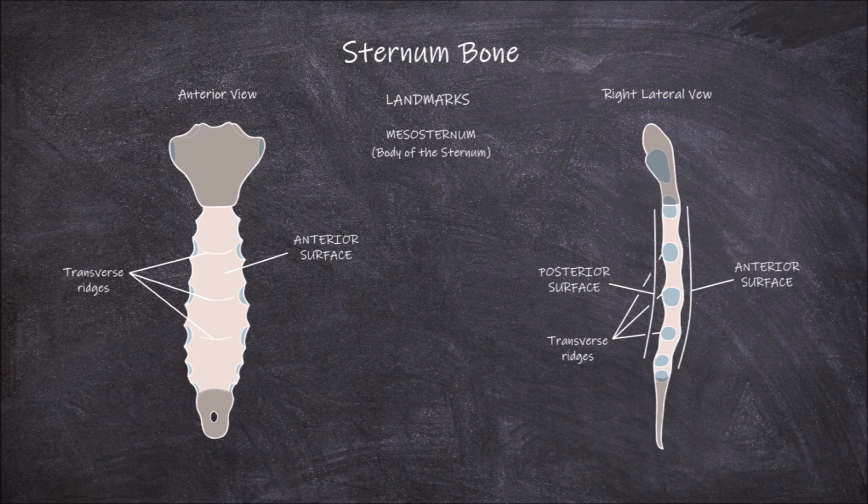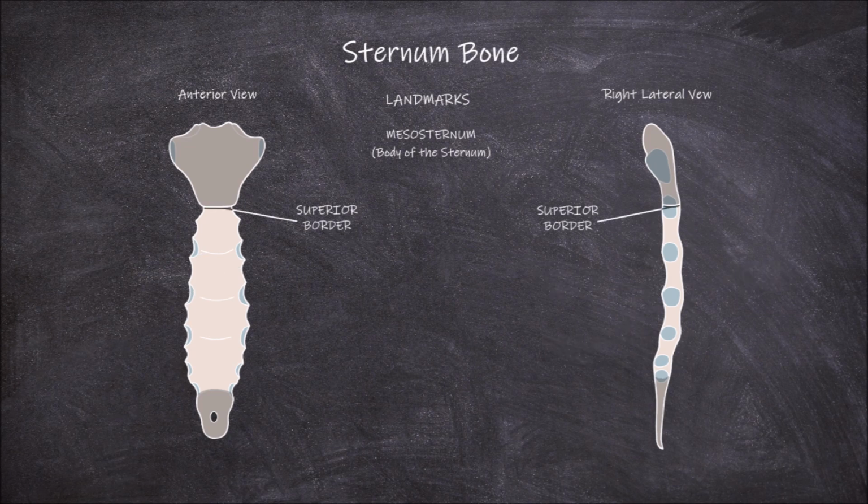The mesosternum has three borders. The superior border is oval and articulates with the manubrium. The sternal angle, also known as the manubriosternal joint, is the point where these two parts articulate. The lateral borders have a series of notches for articulation with the costal cartilages.